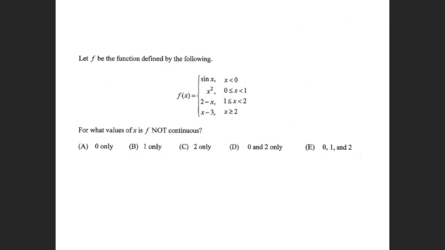For this function, and this is another multiple choice problem off an AP test, it says, let f be the function defined by the following. Sine of x when x is less than 0. X squared when x is between 0 and 1. 2 minus x when x is greater than 1 and less than 2. And x minus 3 when x is greater than 2. Holy cow. For what values of x is f not continuous?